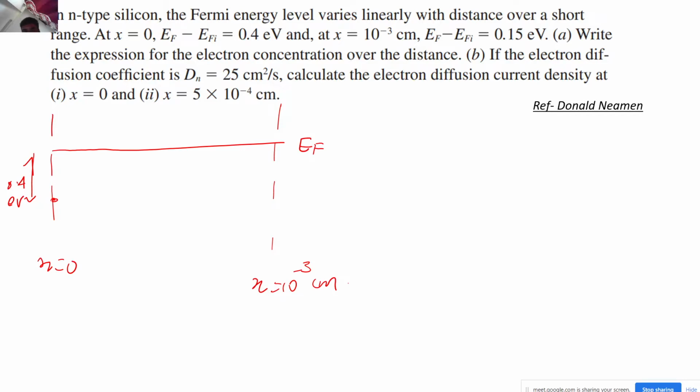It's nice, the session you're doing. I just had a question for the guys who are attending. When do you expect the Fermi level to vary linearly with distance?